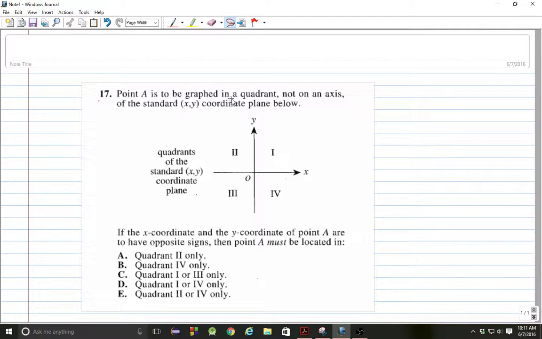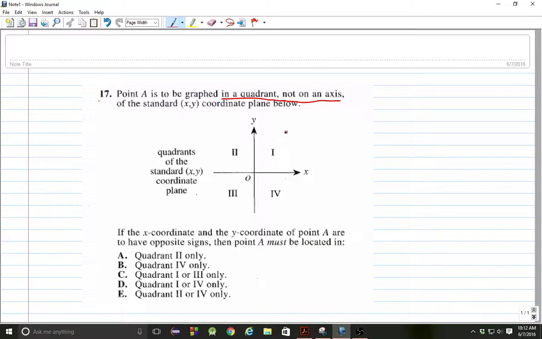So it's important to remember that this is in a quadrant and not on the axis. The standard XY coordinate plane below. If the X coordinate and Y coordinate of the point A have opposite signs, then point A must be located in.